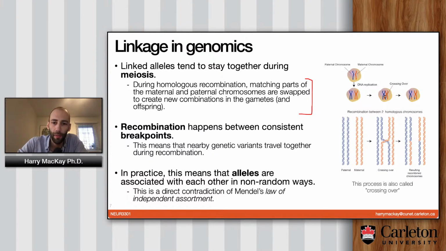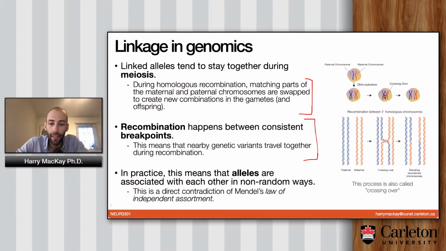But what's important about this, that I think is a fairly straightforward fact, is that recombination happens between consistent breakpoints. So these fragments of DNA that exchange places during homologous recombination, they're not chosen randomly. There are actually specific spots along the length of each chromosome where the DNA will break apart and those chunks separate in the same place across different individuals. So these breakpoints are repeatable, they're measurable, and they're consistent between individuals.